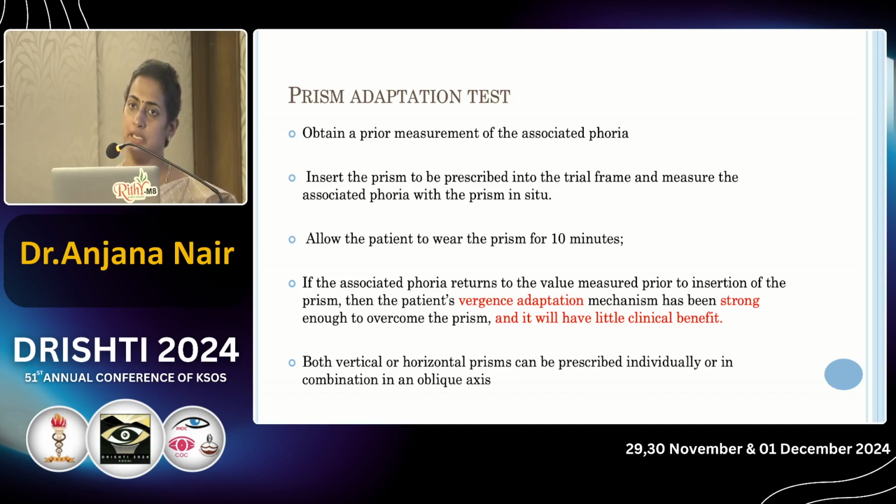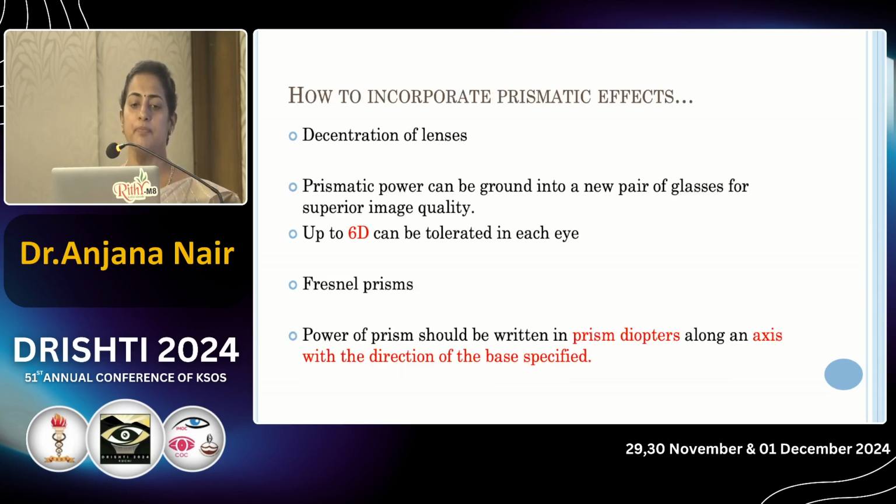After the adaptation time, you again make an assessment of the heterophoria, and if the value measured after the adaptation time is the same as that prior to the adaptation, that indicates that the patient has a strong vergence adaptation, and this patient is not going to benefit from prism glasses. So in such cases where prism adaptation is positive, you needn't give prisms in spectacles.